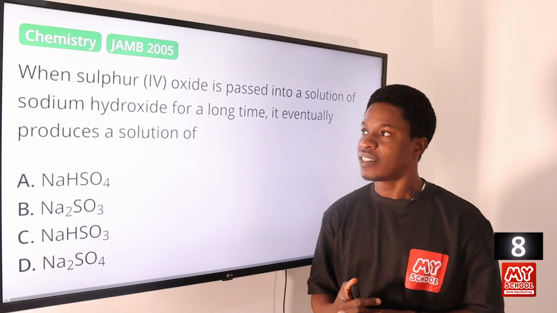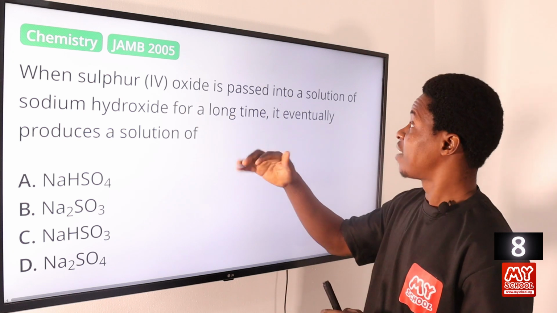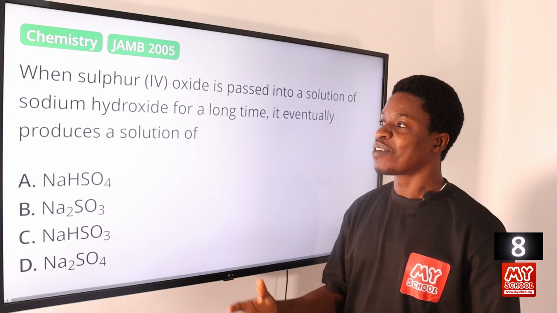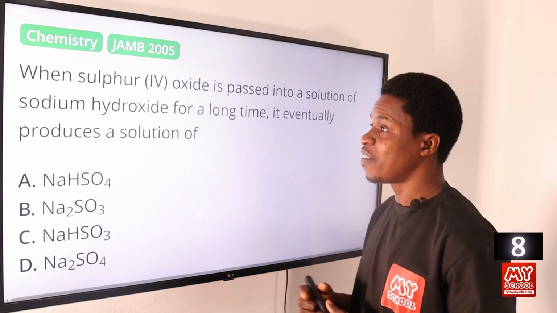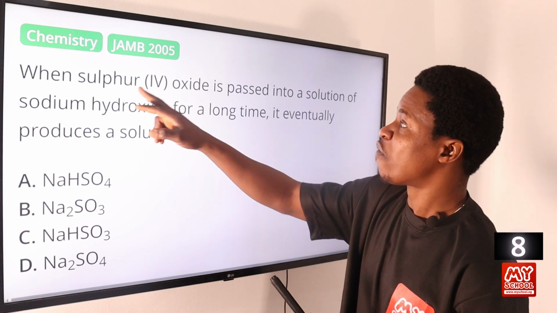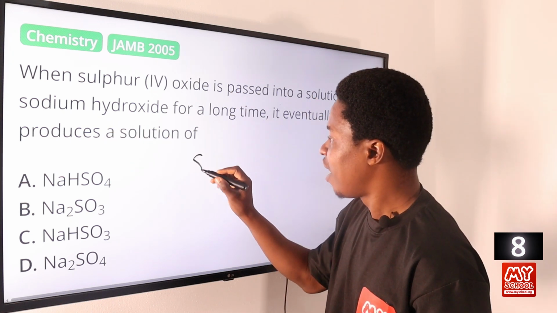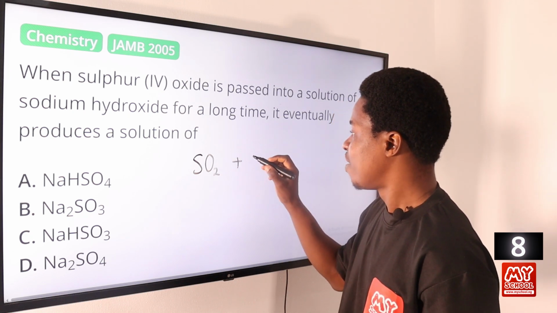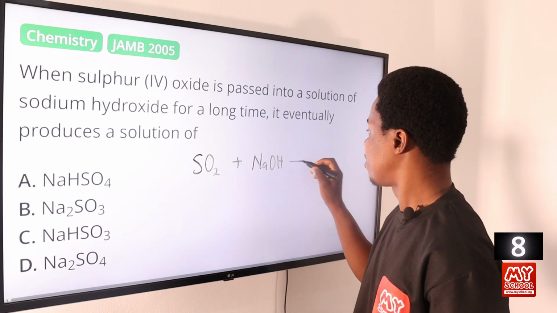Now question number 8. When sulfur 4 oxide, of course that's your SO2, is passed into a solution of sodium hydroxide for a long time, it eventually produces a solution of what? Now you should be able to write your chemical reaction. If you can write it very well, you should have no problem. So sulfur 4 oxide, that is your SO2, a gas, reacting with your sodium hydroxide. So what happens here?